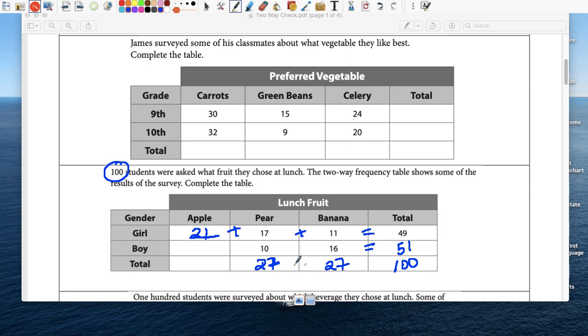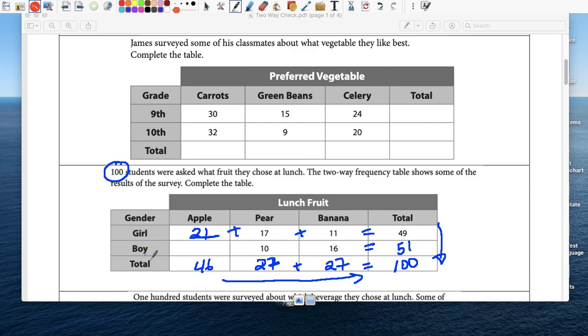And now here, I know that the number of people who liked apples and the number of people who like pears and the number of people who like bananas should add up to 100. So I can do 100 minus 27 minus 27, and I'm going to put 46 here because 46 plus 27 plus 27 equals 100. So remember, adding this way should give you 100, and adding this way should give you 100.